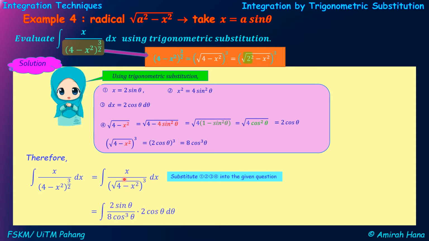Alright, and then we replace one by one. We replace x equals 2 sin theta from step 1 here. We replace dx equals 2 cos theta d theta from step 3 here. And we replace the square root of (4 minus x squared) cubed equals 8 cos cubed theta. So we replace one by one. Then we get this.